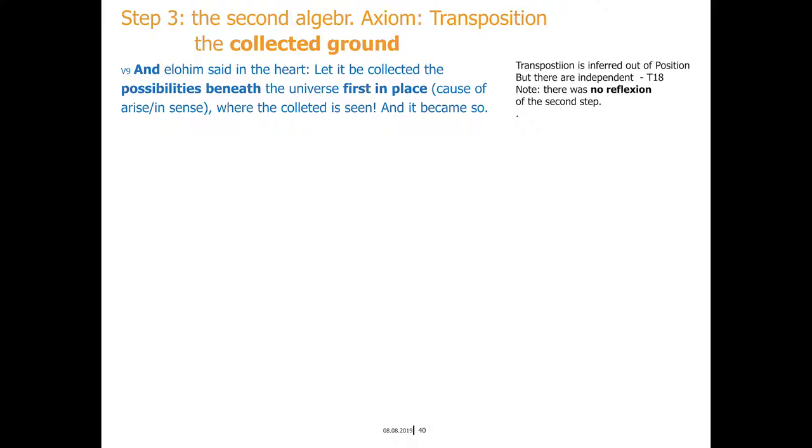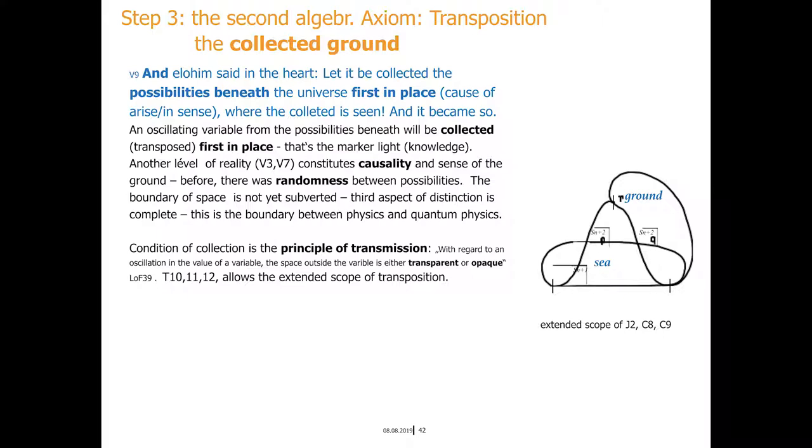Transposition is inferred out of position. But position and transposition are independent. Theorem 18. Note, there was no reflection in the second step. The condition of collection is the principle of transmission. Theorems 10, 11, and 12 allow the expanded scope of transposition.